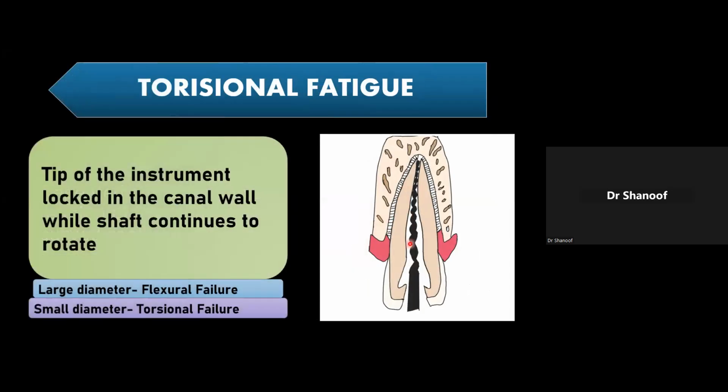Whereas torsional fatigue occurs when the tip or any part of the file is stuck within the canal and the shaft continues to rotate. Larger diameter files usually give up by flexural fatigue, while smaller diameter files give up by torsional fatigue. And torsional fatigue can also occur in a straight canal. So let's see how not to fracture a file by mastering the art of overcoming flexural and torsional fatigue.